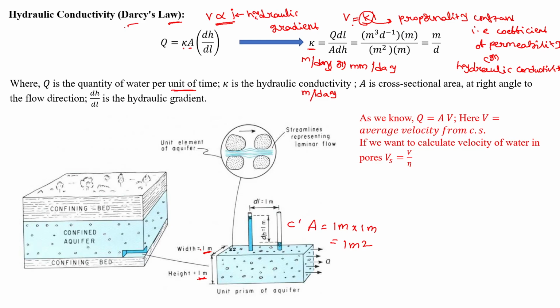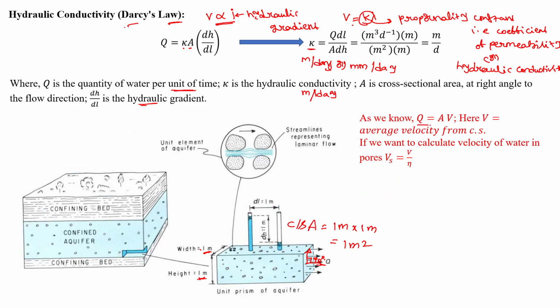This cross-sectional area we should always take perpendicular to the flow direction. The flow direction and the cross-sectional area should be at 90 degrees, so whatever cross-section we take should be perpendicular to the flow direction. And dH by dl is the hydraulic gradient, as I have shown. So this is all fine.